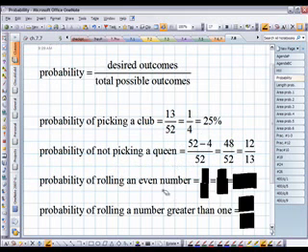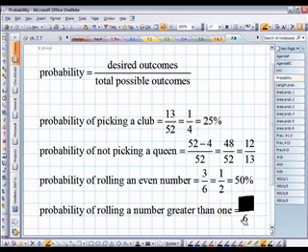Now let's consider a 6-sided die. If you want to find the probability of rolling an even number, the total possible outcomes for a 6-sided die, there's 6 faces, and the even numbers are 2, 4, and 6, so there's 3 of those, so 3/6, which is a half, or 50%. Or the probability of rolling a number greater than 1, again, there are 6 possible outcomes, and the outcomes you want are 2, 3, 4, 5, or 6, and there's 5 of those, so the probability would be 5/6. So this is some probability with cards and dice.